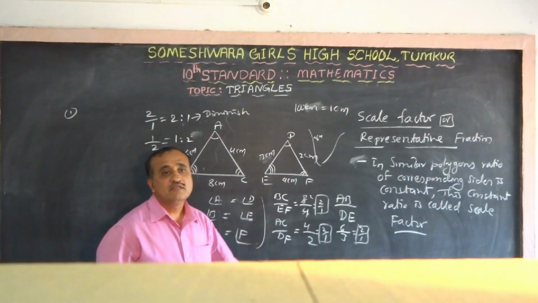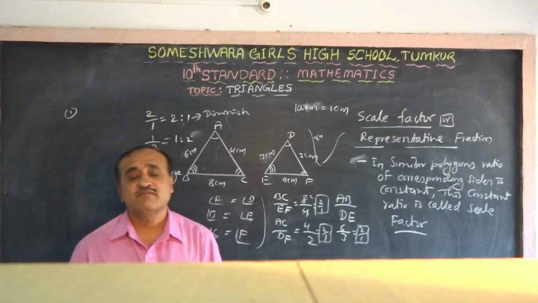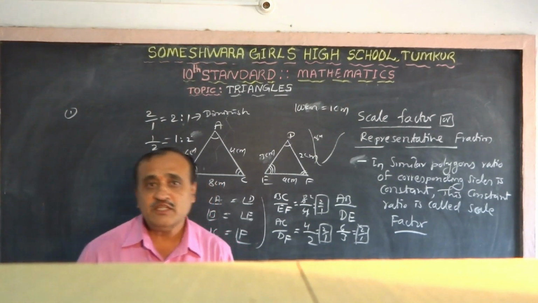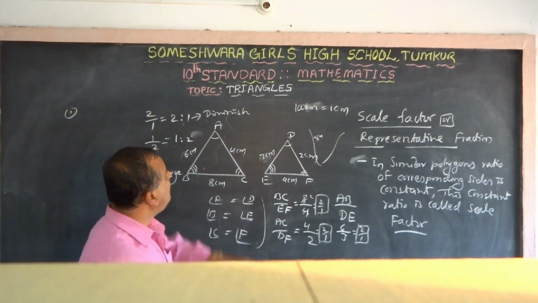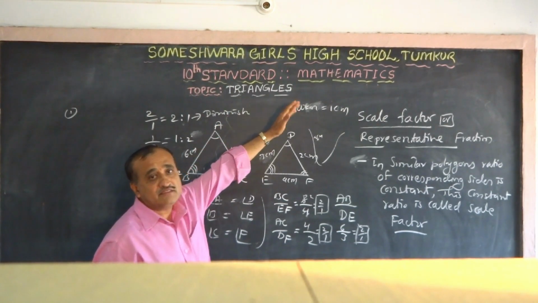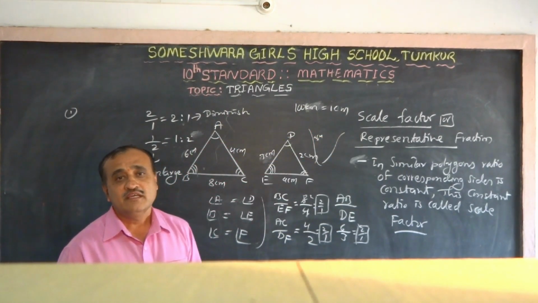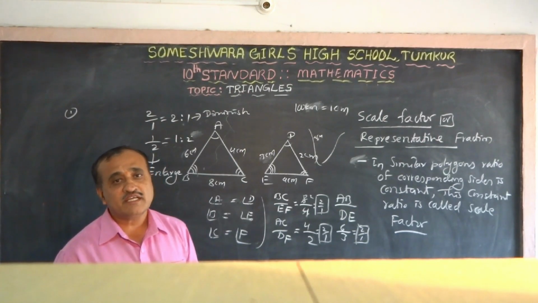This is all about the basic concepts of similarity of figures. We shall continue our study on similar triangles in the next class. Is it right? Theorems are there and we shall take up the theorems.